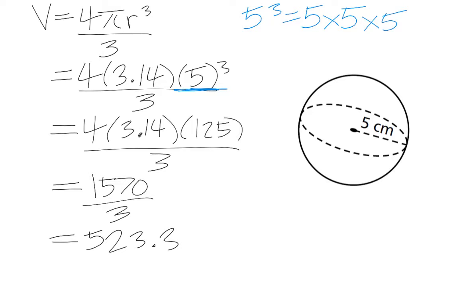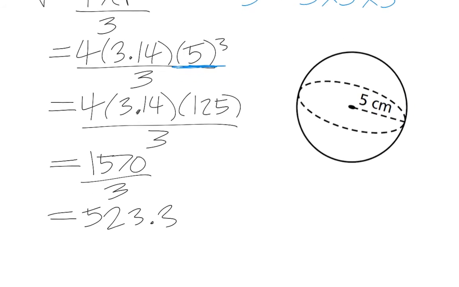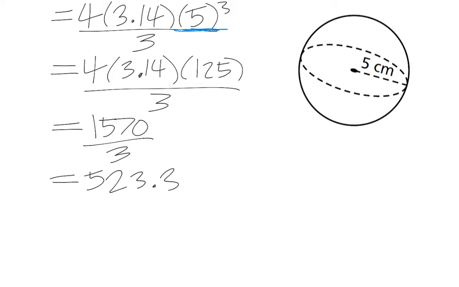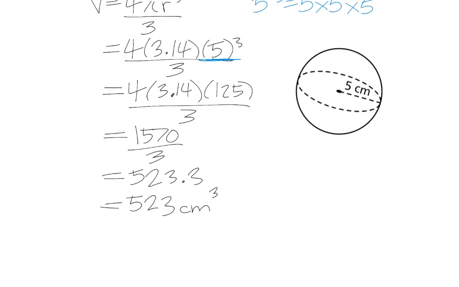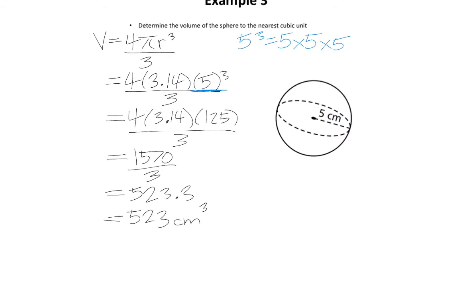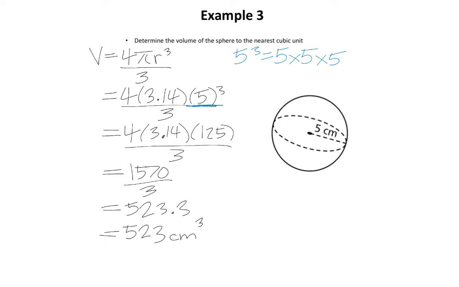523.3. But remember, we want to find the volume to the nearest cubic unit. So we're going to have to round this. That's going to round to 523. The units are centimeters, and because this is volume, it is going to be centimeters cubed. So therefore, we've just figured out the volume of this sphere, and it is 523 centimeters cubed.